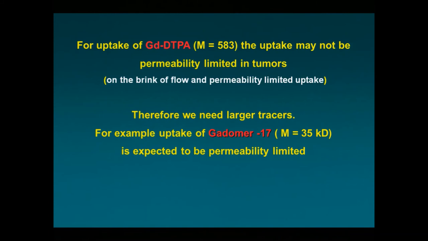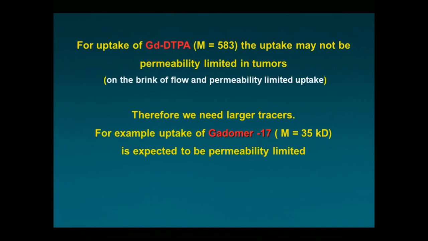I'm just talking about these experiments a little bit to show you that in tumors you are a little bit on the brink of flow limited and permeability limited. So if you really want to know one of these parameters, you have to choose another approach. For instance, if you want to know the permeability, you can choose a contrast agent that is larger, that does not so easily get out of the vessels. Such a contrast agent is, for instance, Gadomer 70, which has a larger molecular weight than gadolinium.